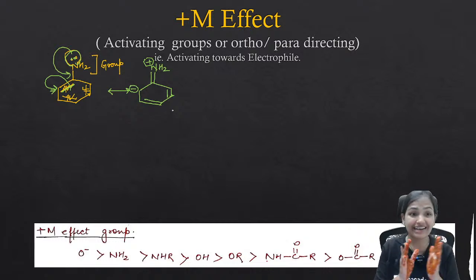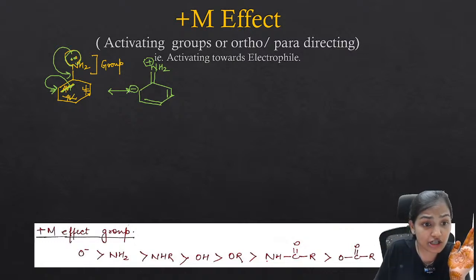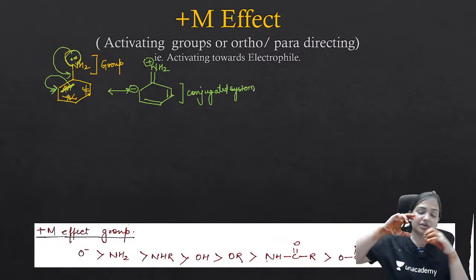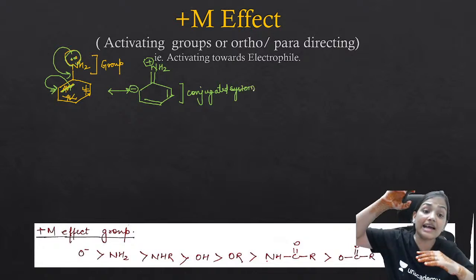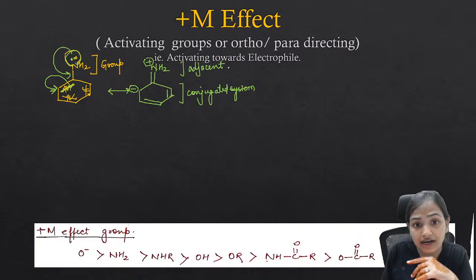Okay, now the polarity is developed between whom? Between the conjugated system. So here we are having a polarity between this conjugated system. This is your conjugated system, and the polarity is developed between the conjugated system and the adjacent atom. Now we are talking about that particular atom which is directly attached to the benzene ring.